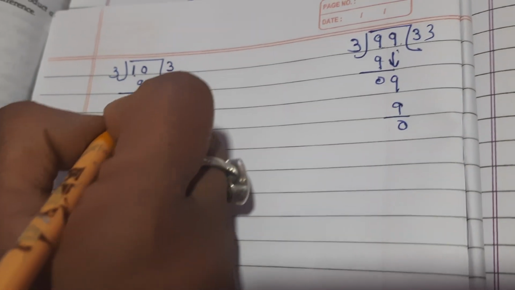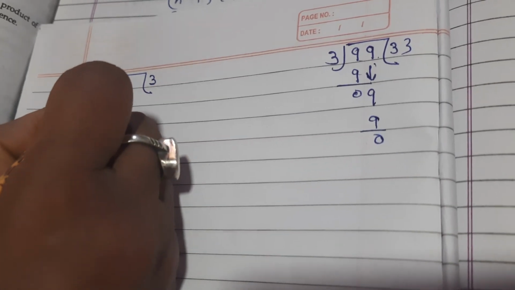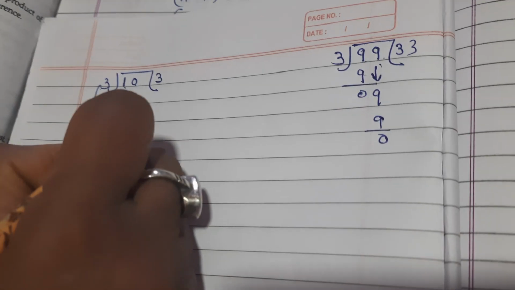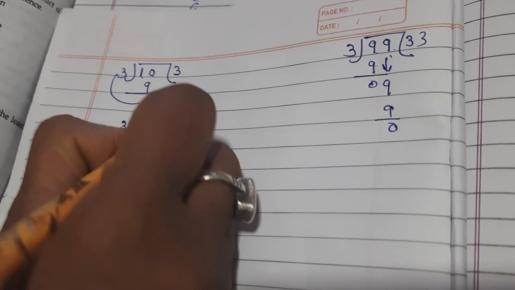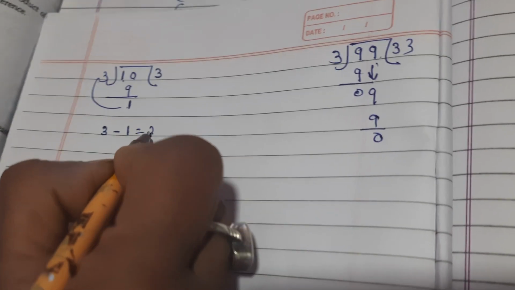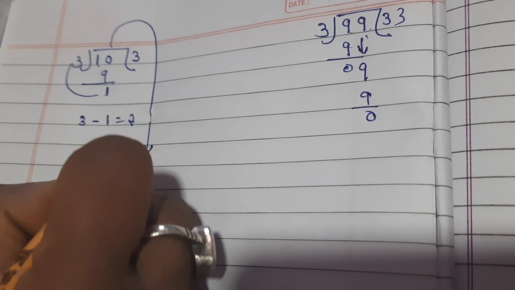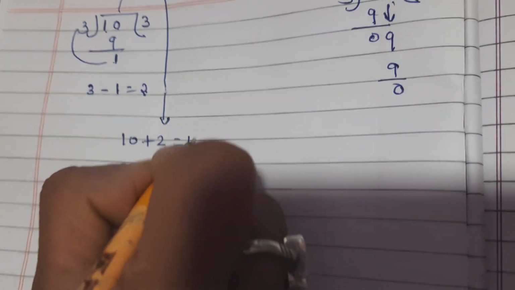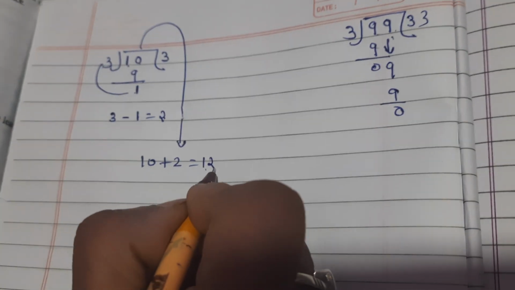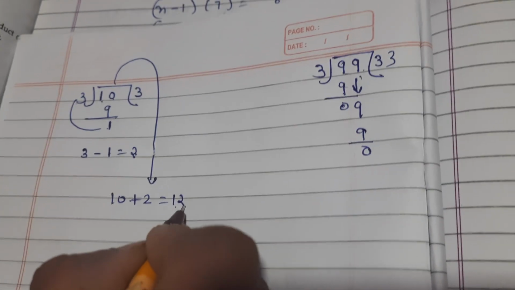Now what you have to do? You have to subtract this remainder from this 3. 3 minus 1, that is 2, right? Now you have to add this 2 to this number, that is 10 plus 2 is equal to 12. This is the least two-digit number which is divisible by 3.